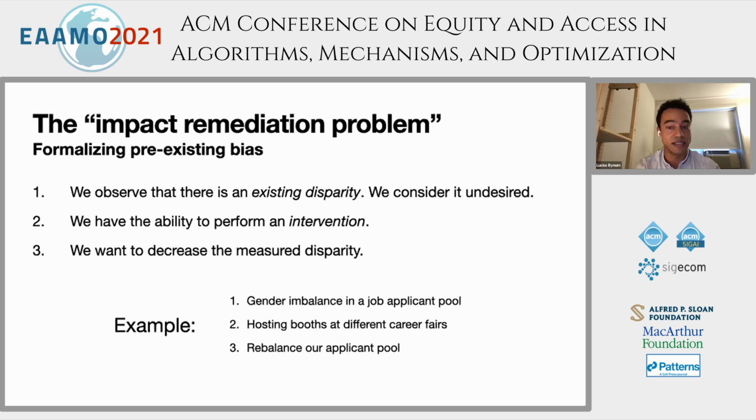And here's a quick toy example to make this concrete. Imagine there's gender imbalance in a job applicant pool. And the intervention we can perform, just as an example, is hosting booths at career fairs, where we only want to rebalance our applicant pool with respect to gender. We can imagine other examples as well, such as increasing access to resources like vaccines, housing, or education, but keep that job applicant example in mind. We'll return to it as we go through the talk.